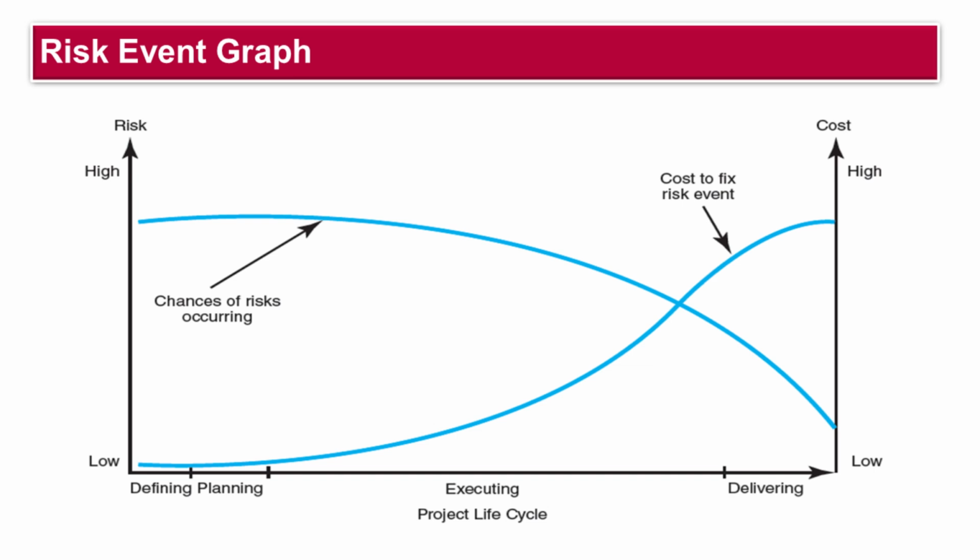This model emphasizes the importance of proactive risk management throughout the project lifecycle. By identifying potential risks early and taking preventative measures, project managers can significantly reduce the likelihood of their occurrence and minimize their overall impact, even as the potential cost of those risks increases.